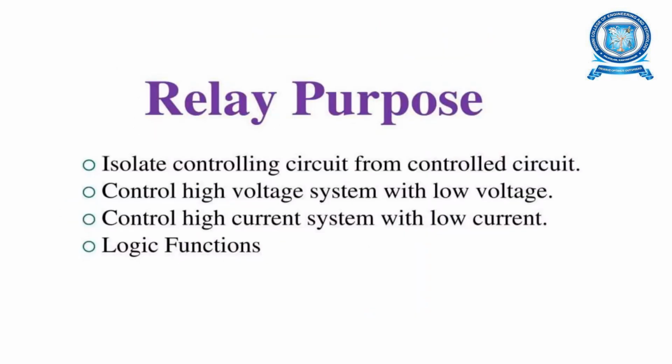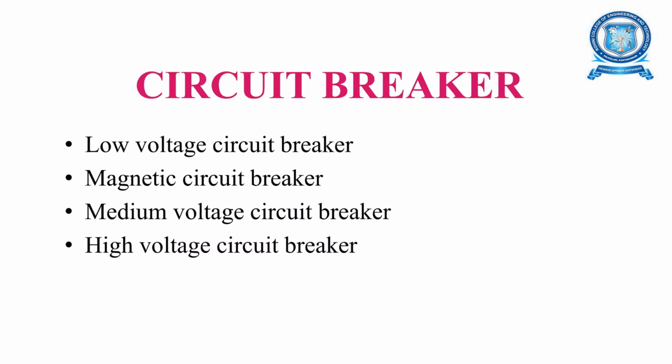So these are the diagrams. And the relay purposes are to isolate the controlling circuit from the control unit, controlling high voltage systems with low voltage, controlling high current systems with low current, and logic functions. Circuit breaker, there are many circuit breakers, that is low voltage circuit breaker, magnetic circuit breaker, medium voltage circuit breaker, and high voltage circuit breaker.